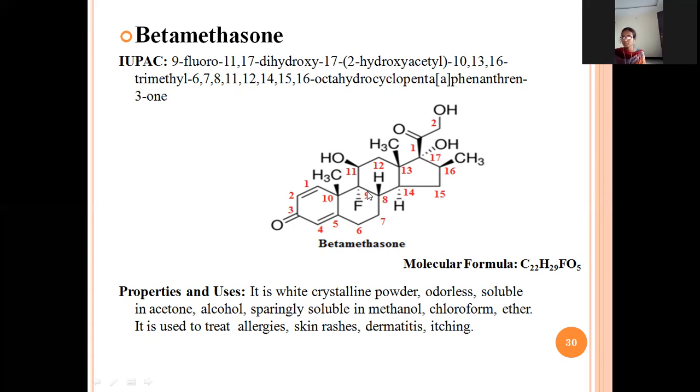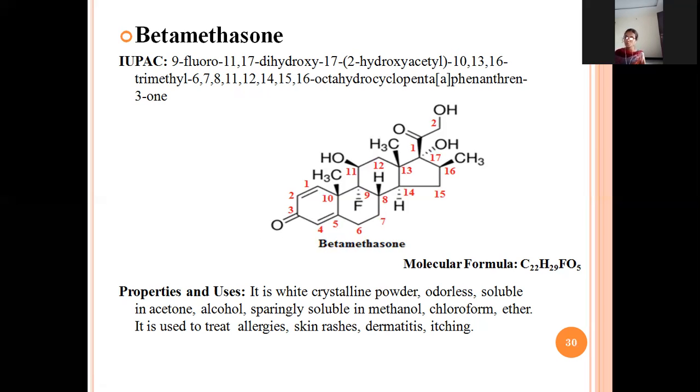See here, 9-fluoro, 11 comma 17 dihydroxy, 17 2-hydroxyacetyl, 10 comma 13 comma 16 trimethyl cyclopentane phenanthrene 3-one. So this is the structure and IUPAC name.